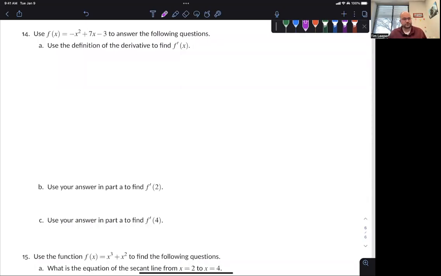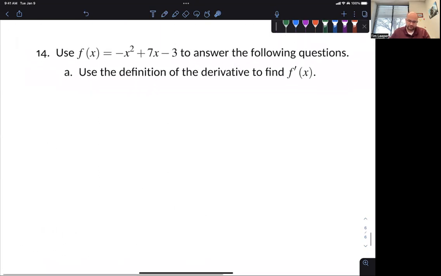Hello, everyone. Here is question 14 on chapter 11, exam 1. Use f of x equals negative x squared plus 7x minus 3 to answer the following questions. Use the definition of the derivative to find f prime of x. Now, notice that we actually just want to find the derivative.